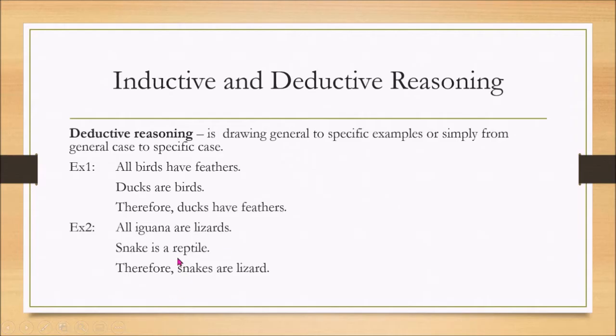Now, actually, it doesn't mean that your argument or statement is correct. You just have to have supporting arguments to verify your conclusion. So that is done. Simply, inductive is from specific to general, while deductive is from general to specific.